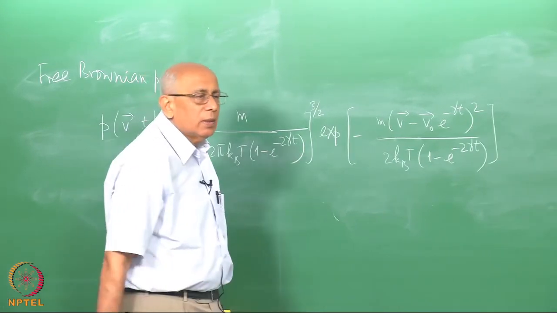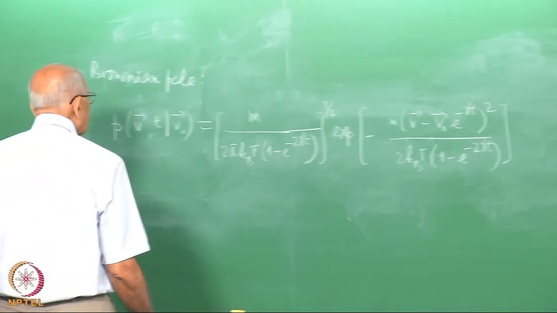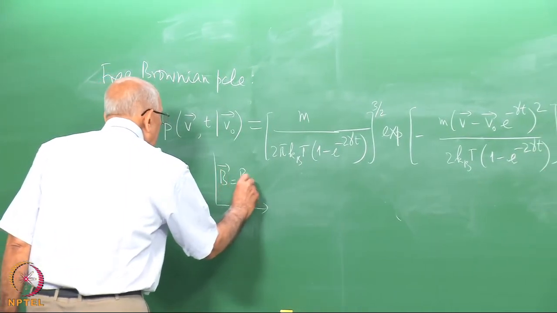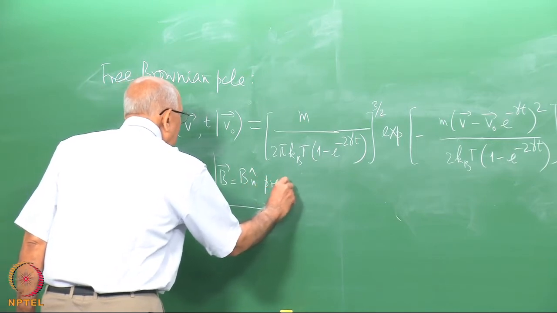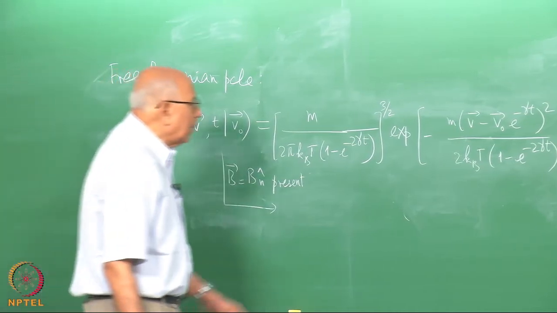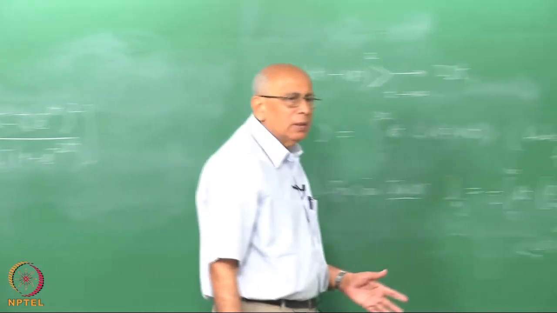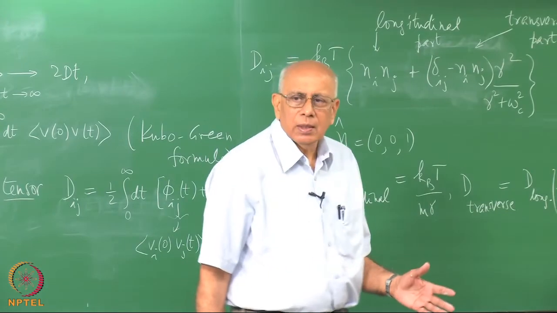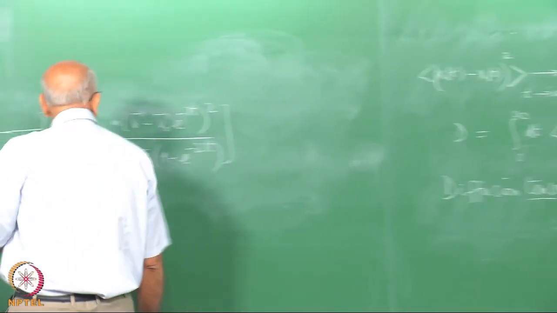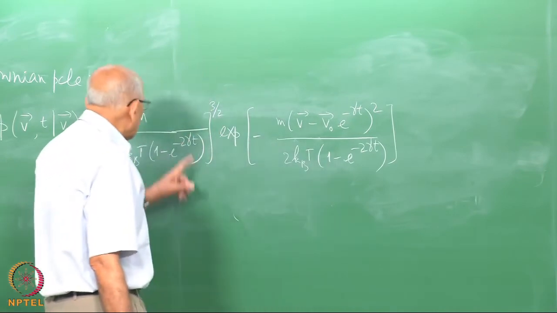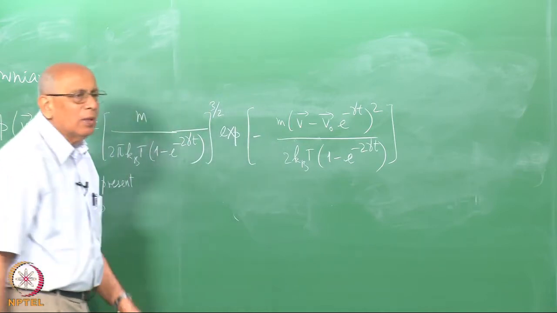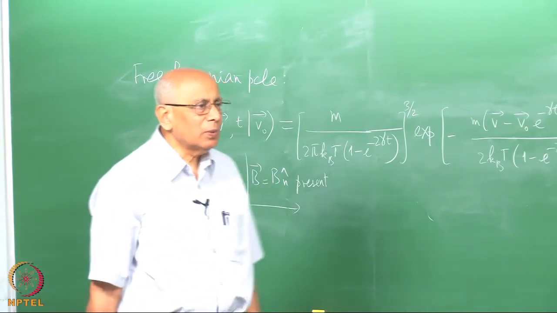Now the question is, what is this in the presence of a field? What would this be? I am already telling you that this remains a Gaussian, that the asymptotic distribution is still the Maxwellian, that the dissipation is taken care of entirely in this factor gamma t, that this will not change, none of this changes. How will the field show up? What will it do?